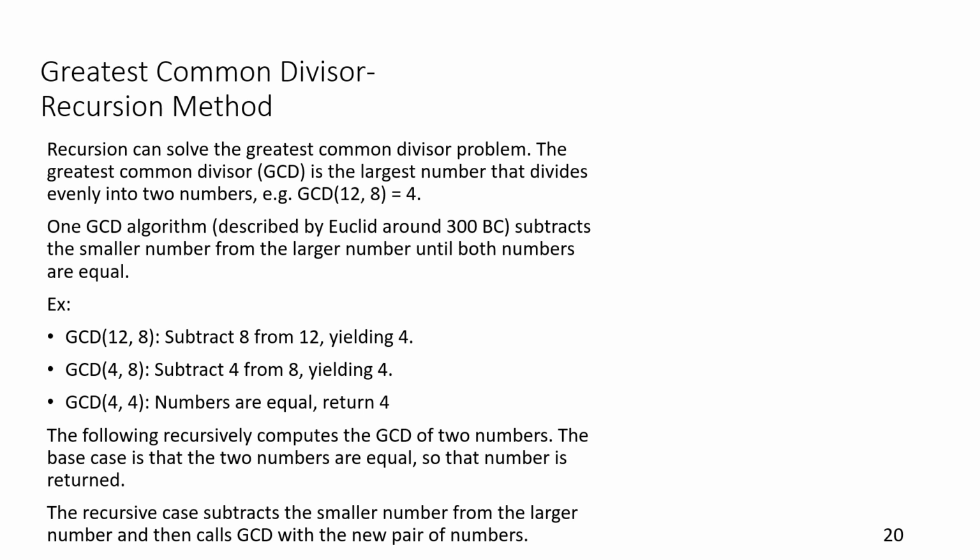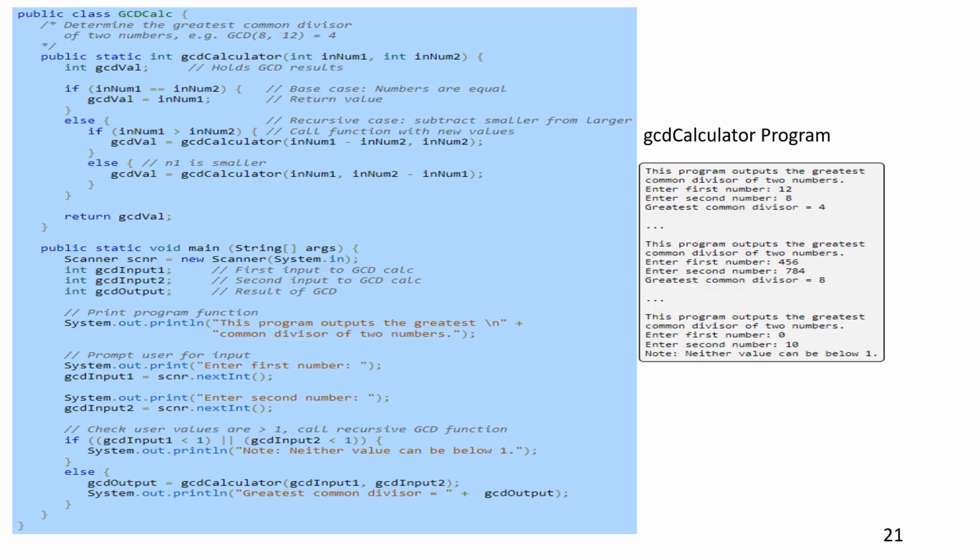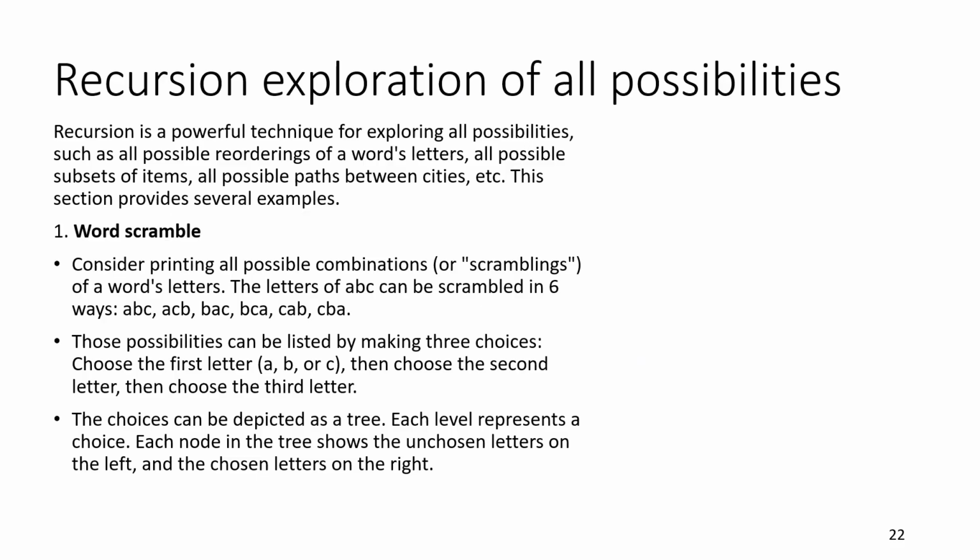The following recursively computes the GCD of two numbers. The base case is that the two numbers are equal, so that number is returned. The recursive case subtracts the smaller number from the larger number and then calls GCD with a new pair of numbers. Here we are given the program for the GCD and its output.